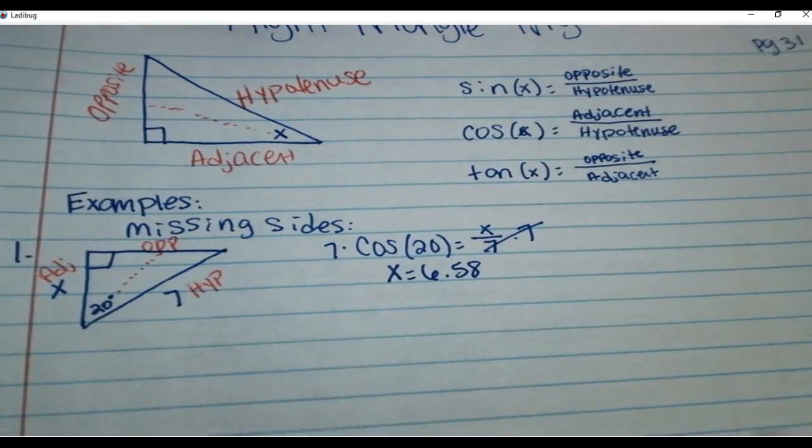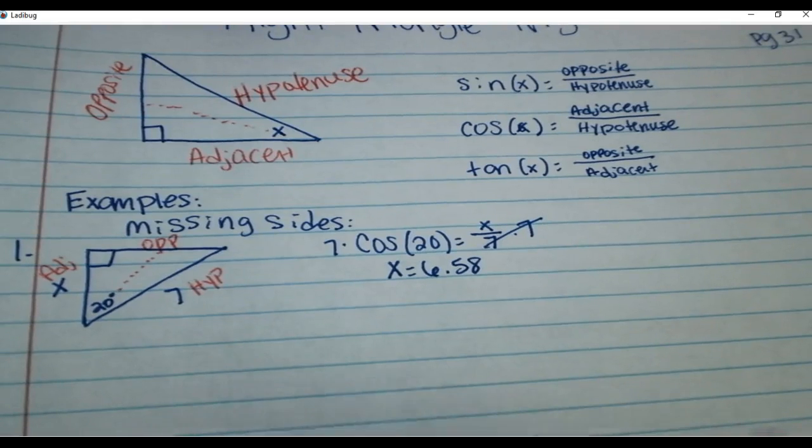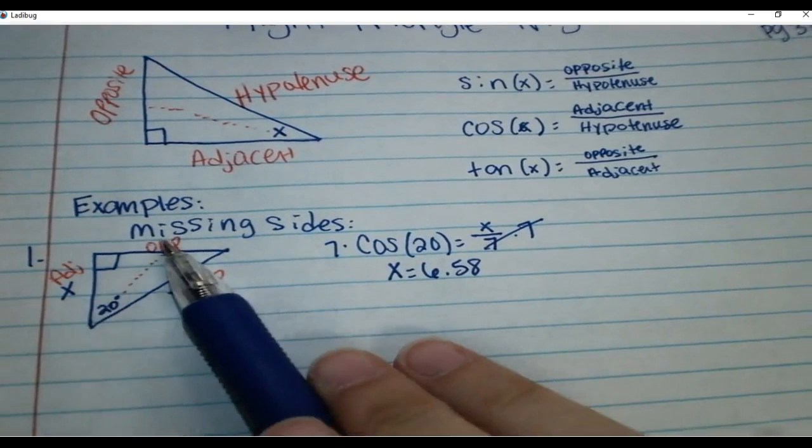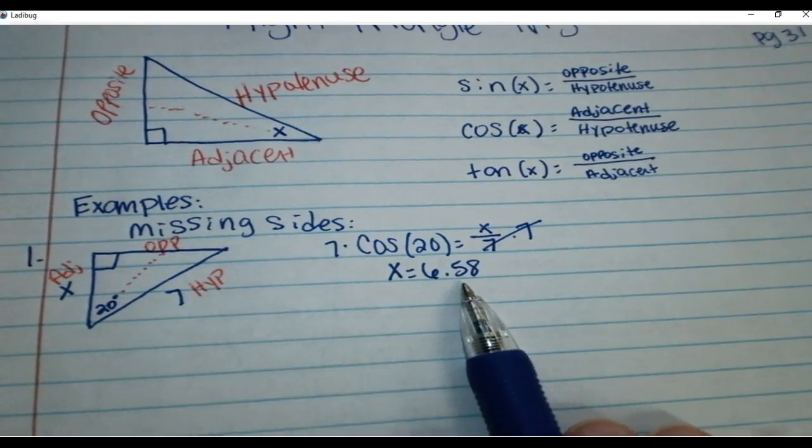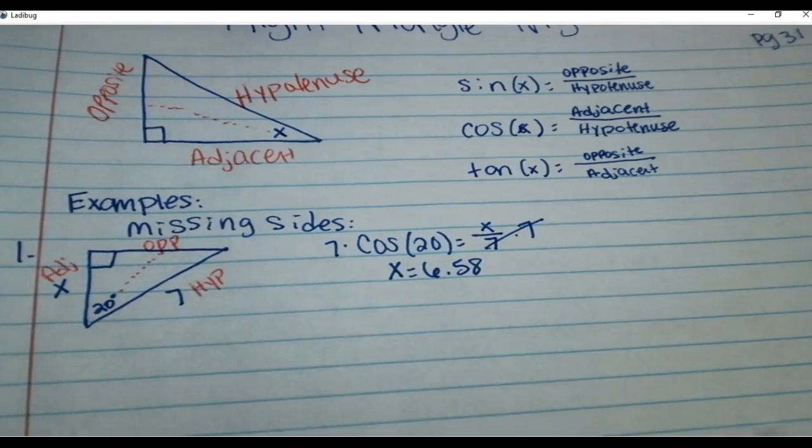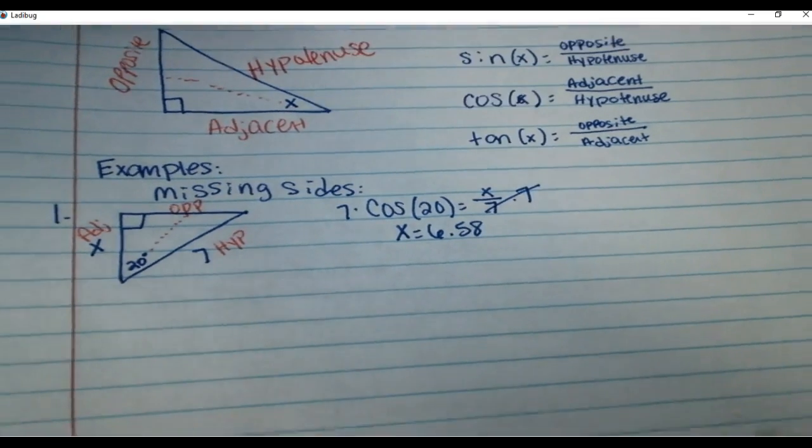And that's it. In these triangles, you're talking about lengths of sides and measures of angles, so you always want to make sure that it makes sense. In this one, our hypotenuse is 7. That's the longest side, so you know that your other sides have to be shorter than that. I know 6.58 is shorter than that. So just always check, make sure it actually makes sense.